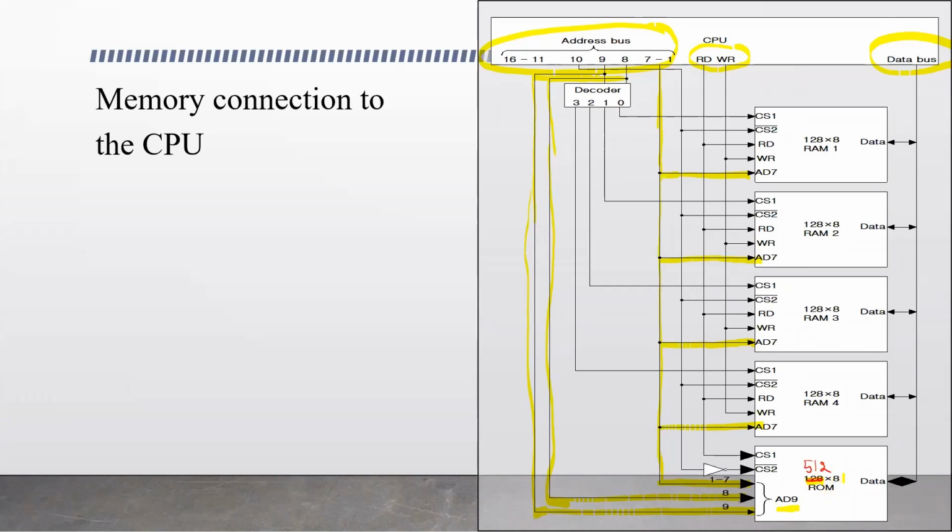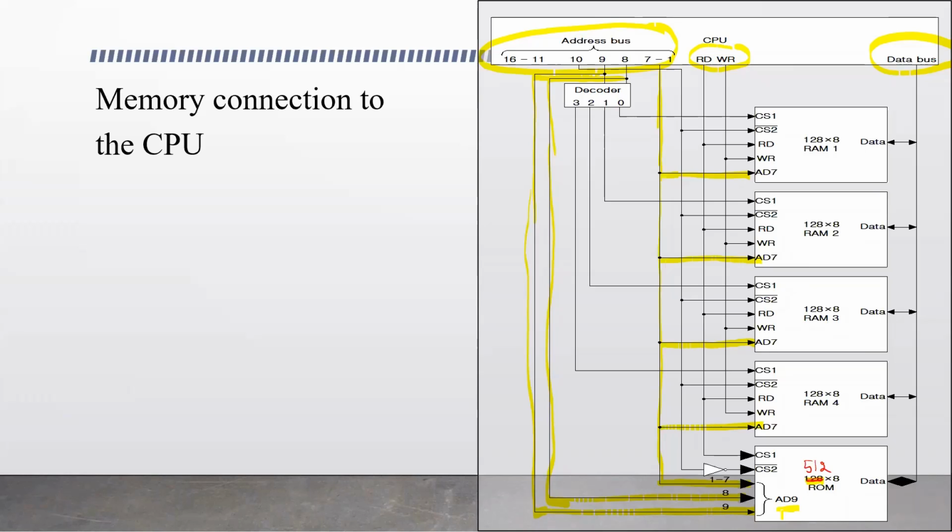So we have the least significant 1 to 7 bits that are connected to all the RAMs, that is 7 bits in the address line, and the 8th and 9th bits are also connected here, which are not connected to the RAMs, for the 8th and 9th bit of the address line.